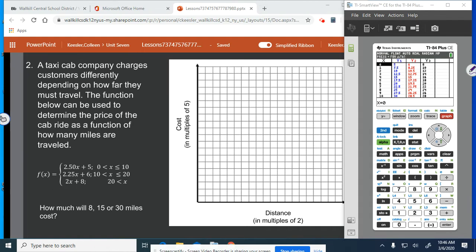All right, so now we have to set up our graph. So our distance on the bottom is in multiples of 2 miles, so every other can be 4 again. Which gets us to a total of 40. And then our cost is going to be in multiples of 5 or every other by 10. So 10, 20, 30, and so on.